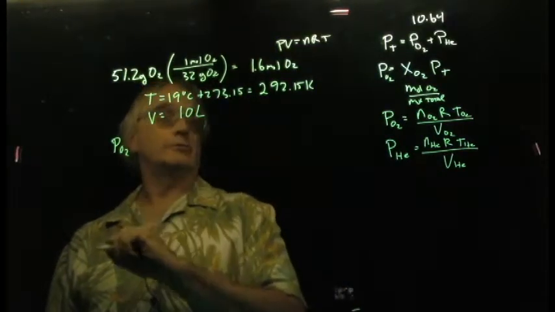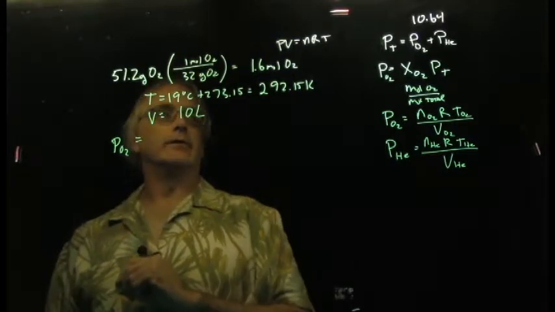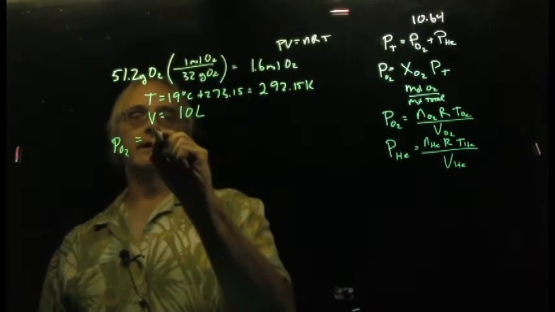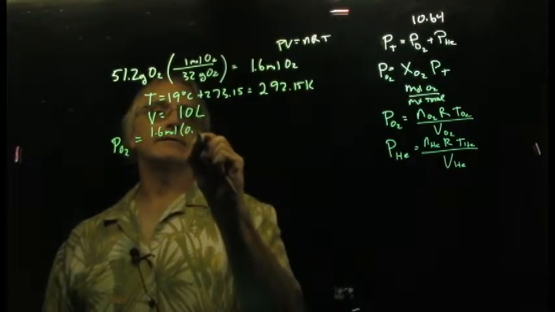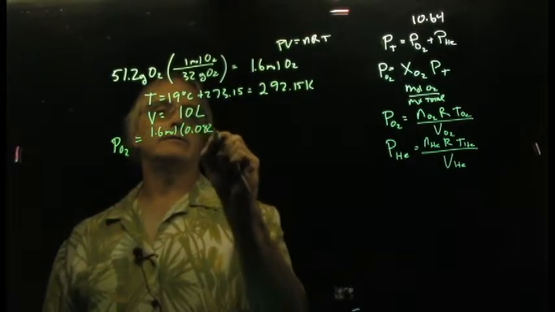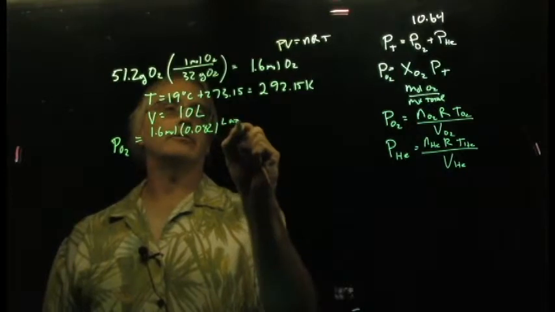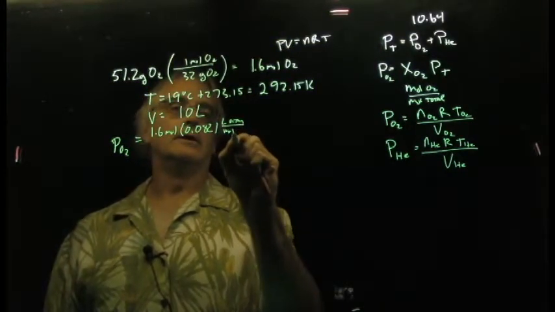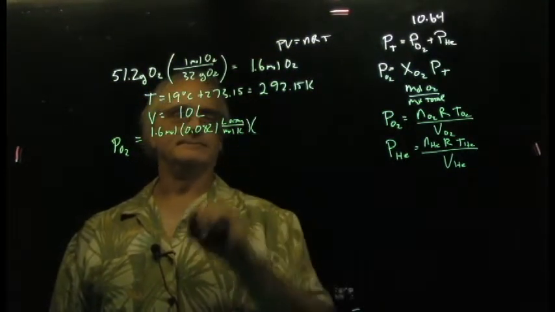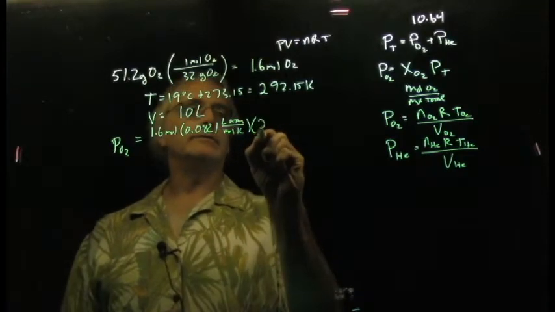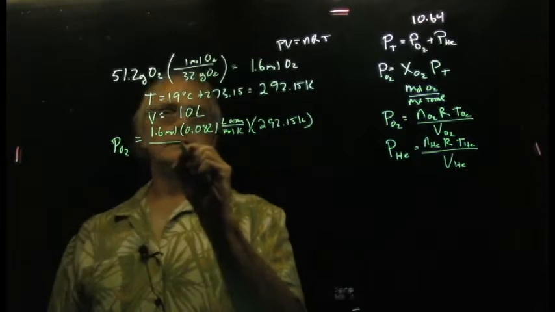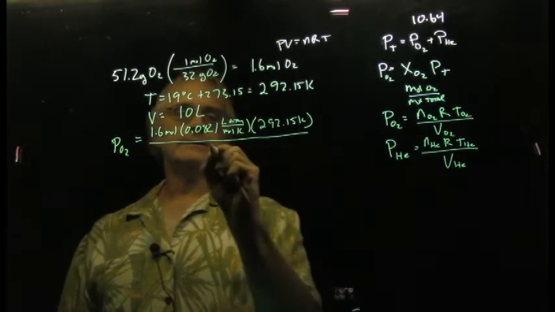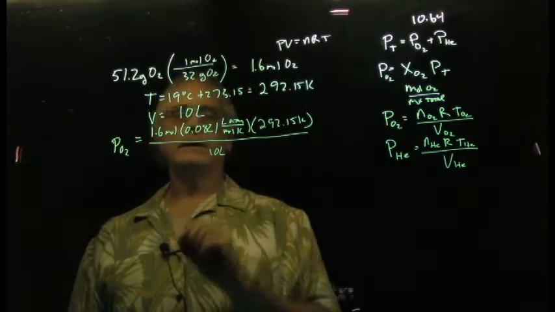Partial pressure of the oxygen here is going to therefore be moles of oxygen, 1.6 moles, times our dear friend the gas constant, 0.0821 liter atmospheres per mole Kelvin. So many units. Times 292.15 Kelvin, all over 10 liters.